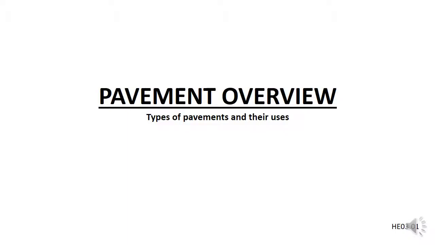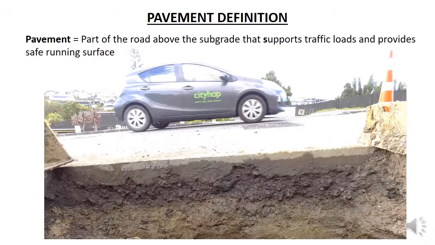In this video, we will look at what a pavement is, the different types of pavement and where each is used. The pavement is the surface of the structure that supports the traffic loads and provides the running surface for vehicles. That is, the part of the road that is above the subgrade.